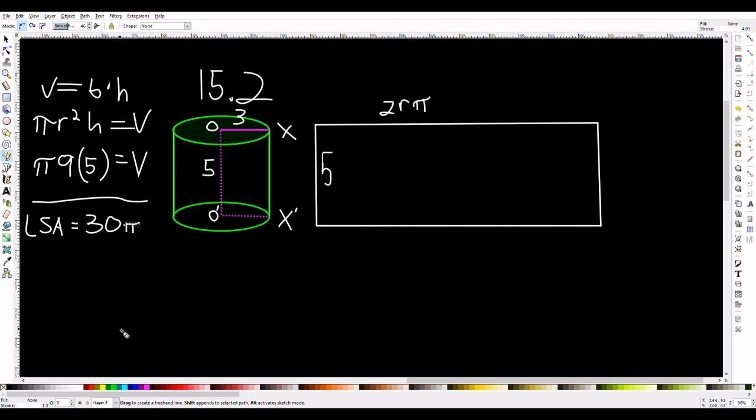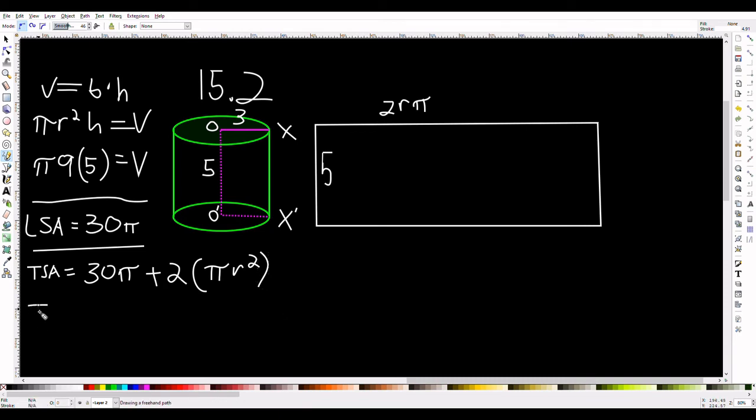And now we just need the total surface area of the cylinder. And the total surface area is the lateral surface area plus both bases. It will be 30 pi plus 2 times pi r squared, because pi r squared is the area of one base. And what do you get when you reduce that down? 30 pi plus 18 pi, 48 pi.